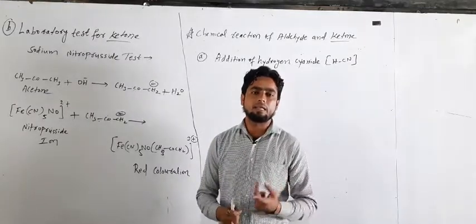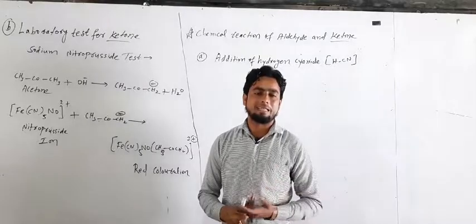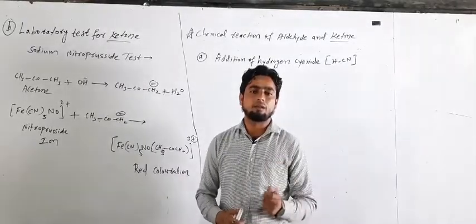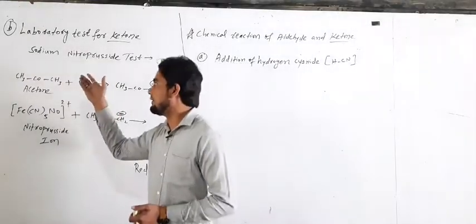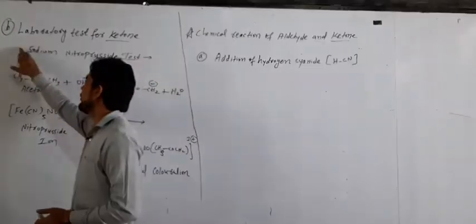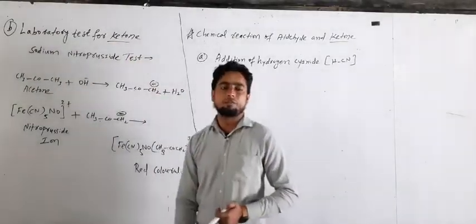So with the help of three reagents, first called what here? Fehling's solution, Tollens' reagent and Schiff's reagent, we determine whether the given compound contains an aldehyde group. Here we started today topic B, the laboratory test especially for ketones. How to identify the ketones?